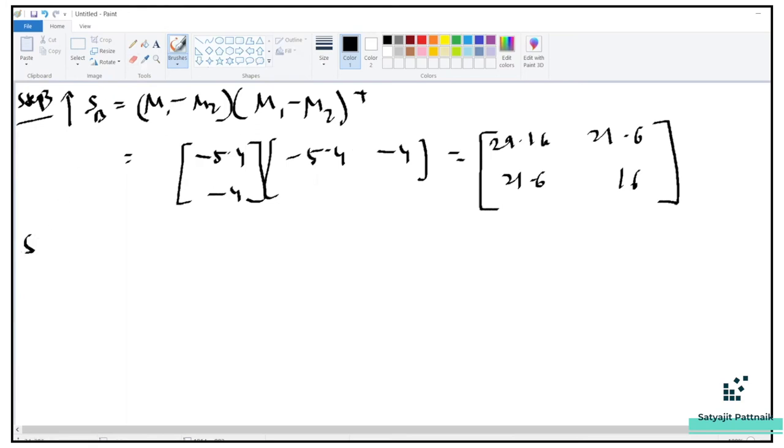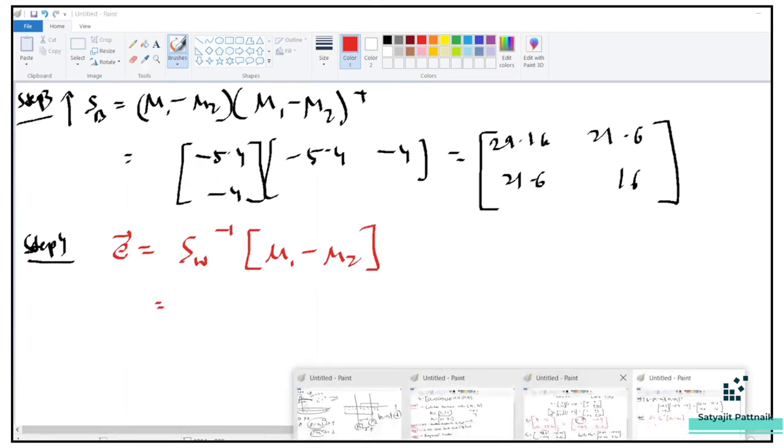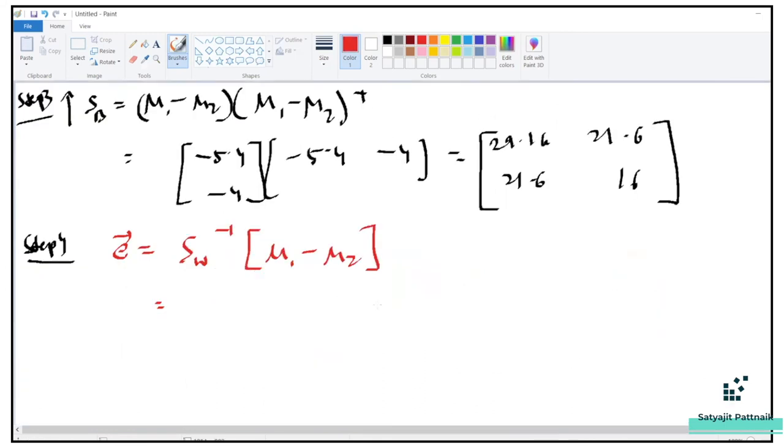Now our next step is to find the projection vector. What is the projection vector? Step 4: find the projection vector. I'll mark the projection vector as this E vector. The formula is SW to the power minus 1 multiplied with mu1 minus mu2. Now what is SW to the power minus 1? SW is the within the class matrix value, right? 2.64, minus 0.44, minus 0.44 and 5.24. This to the power of minus 1, multiplied with mu1 minus mu2.